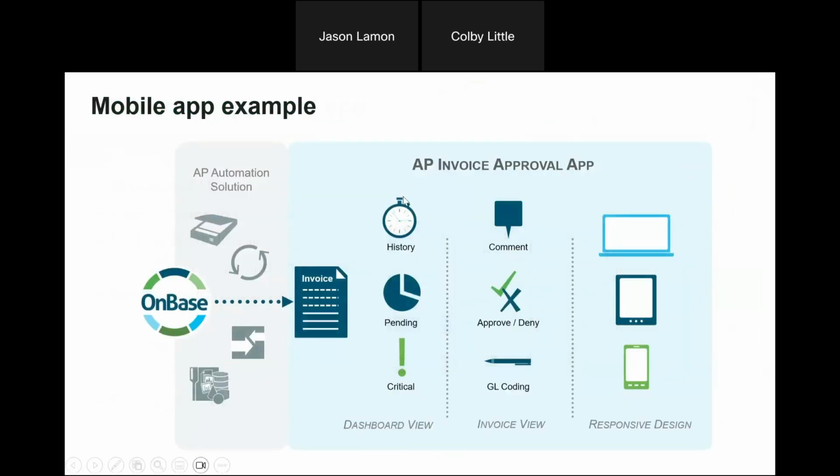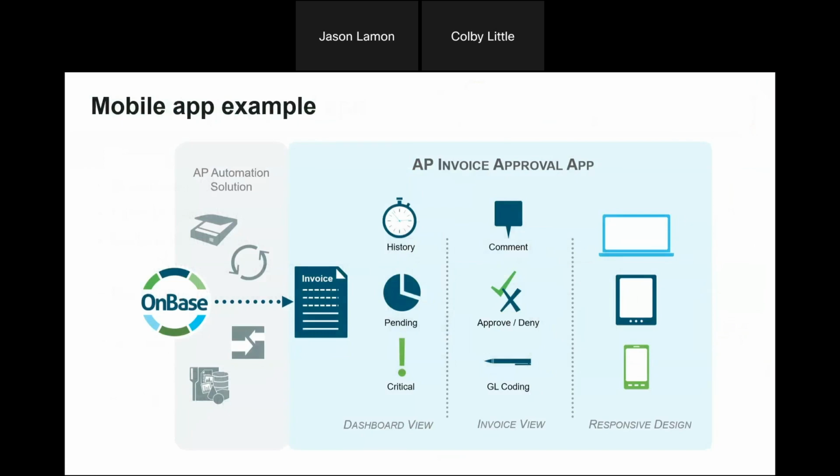Again, a simple graphic illustrating the solution and how it works. Once the invoices are in OnBase, the user can view a dashboard of invoice status details, including history, pending invoices, and critical invoices. They can then take action on those invoices by reviewing, approving, or rejecting them, and leaving notes and annotations on the images to pass along information to the next reviewer.